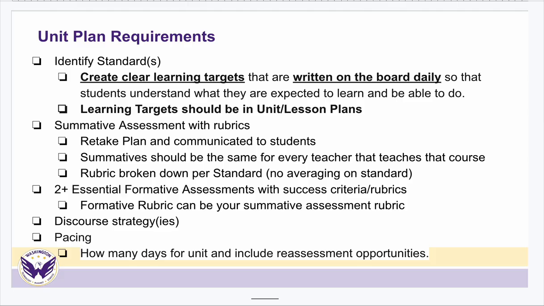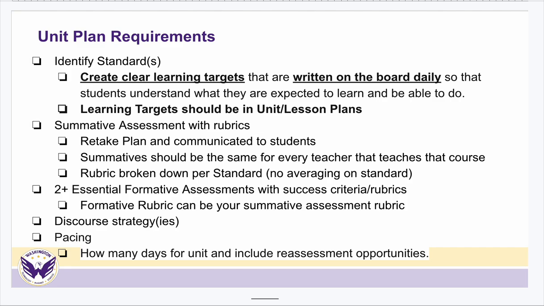Often, when we teach a unit, we might have, say, two different standards. Well, that summative, that rubric needs to be broken down on a 0 to 4 per standard. And then that is a 0 to 4 for each one of those standards. There should be 2 or more essential formative assessments with that success criteria or rubrics.